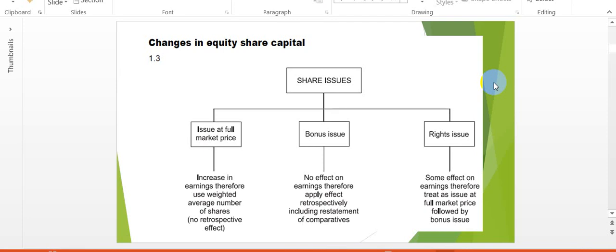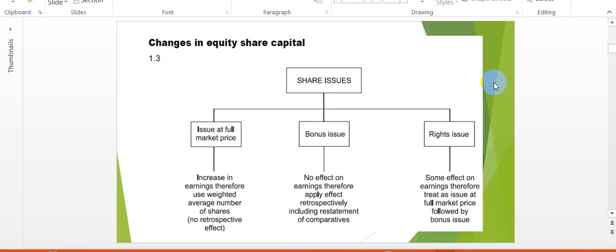When the shares are issued at full market price, this will increase the earnings. Therefore, we use the weighted average number of shares to compute the EPS, but we do not restate the previous year's EPS, so there's no retrospective effect to the previous year's EPS.